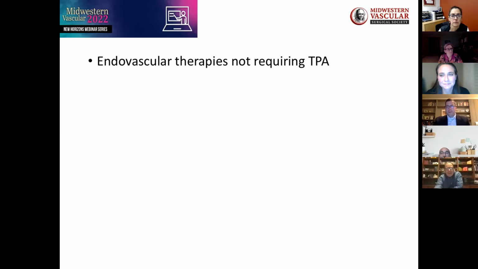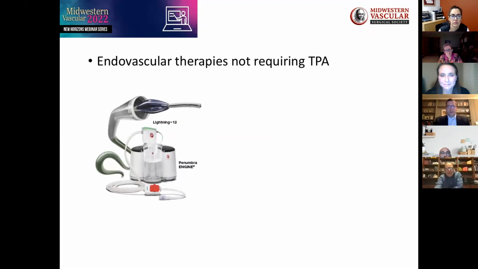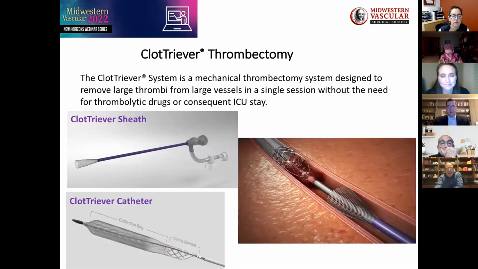There are many different options available now. I'm going to talk about two tonight that we at our institution use on a weekly basis. One is the Penumbra Lightning 12 aspiration thrombectomy device, and the other is the Inari ClotTriever. The ClotTriever system is a mechanical thrombectomy system designed to remove large thrombus from vessels without the use of TPA, or potentially help prevent ICU stay, which is, I know, very important these days. It involves a 13 French sheath with a nitinol funnel to help extract the thrombus. And then the catheter itself has a nitinol coring element with a woven collection bag to help collect the thrombus.